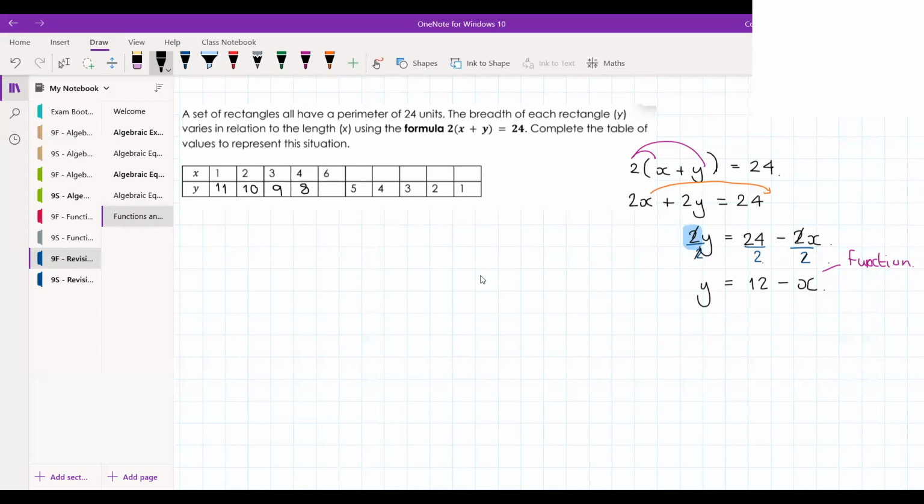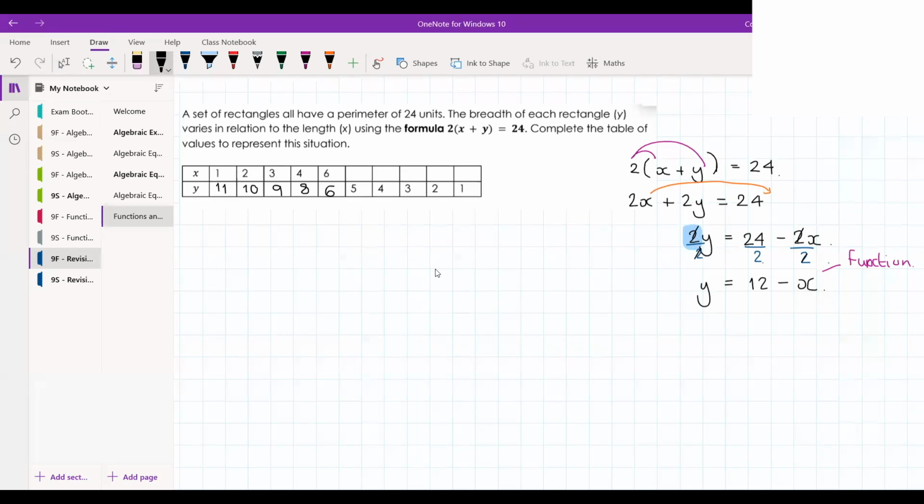Now, be very careful with this next one, guys. The answer is not going to be 7. We've got x as 6. If x is 6, what will y be equal to? Good. Not negative 6, just 6, guys. Good. y will be equal to 6.